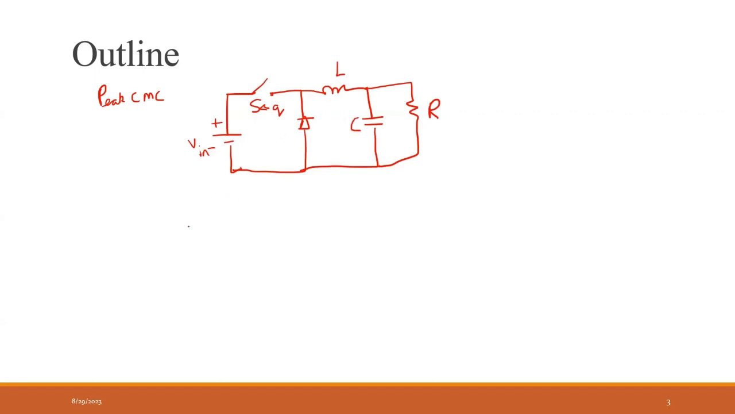So my inductor current will be of this shape. It will go like this, like this, like this. And the current through my switch will be like this. It will go like this. It will be some sort of value over here. The value will be here.